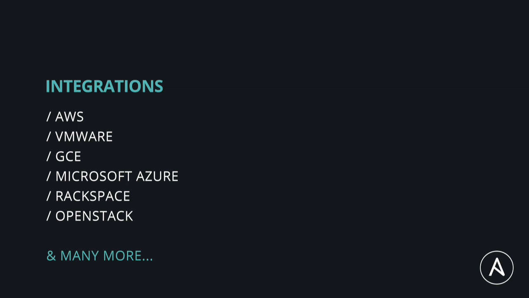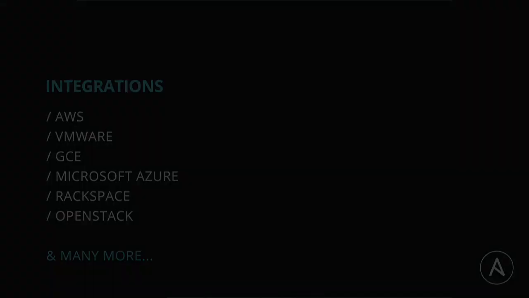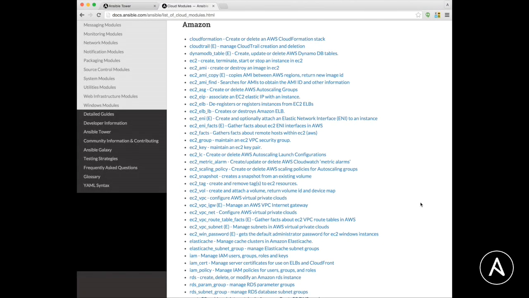Today we'll use Amazon Web Services as our cloud deployment target, but Ansible and Tower support a wide variety of public and private cloud platforms, including AWS, VMware, Google Compute Engine, Microsoft Azure, Rackspace, OpenStack, and many more. Let's craft a simple playbook to provision any number of hosts in AWS.